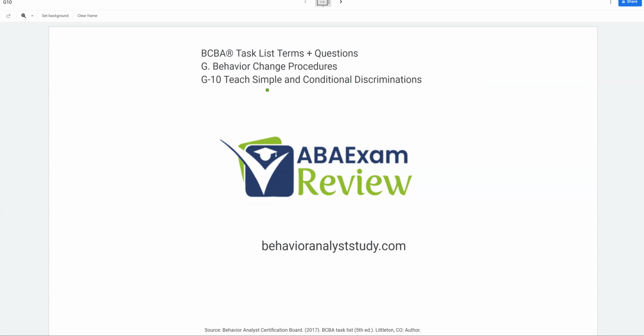Today we're going with G10, simple and conditional discriminations. Now, discriminations and discrimination training in ABA is not a very complex topic, but when we start talking about the difference between simple and conditional, it can get a little confusing. As always, we're going to try to keep it as simple as possible. You want to keep these ideas very simple in your head. Don't confuse yourself. Don't overcomplicate things. So let's keep it as simple as possible.